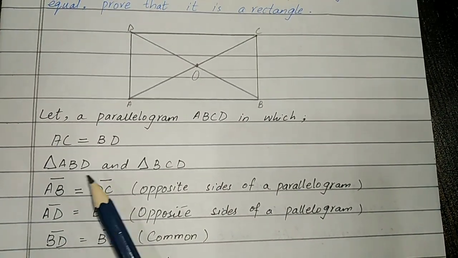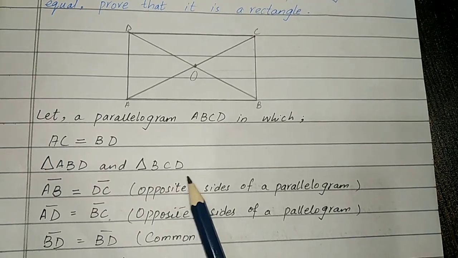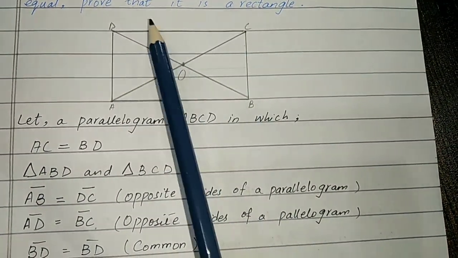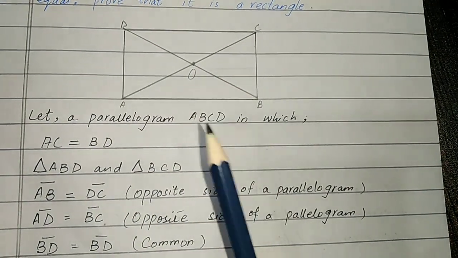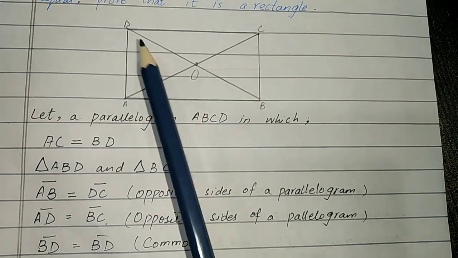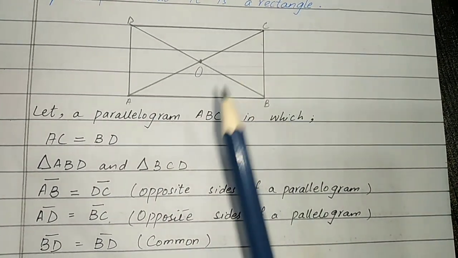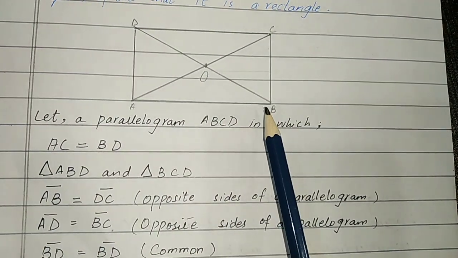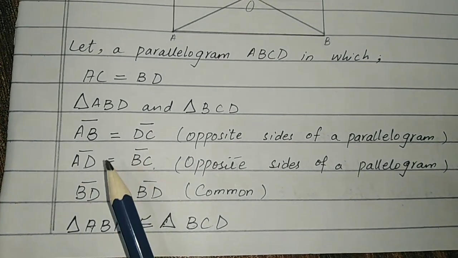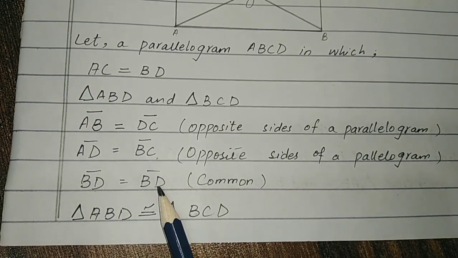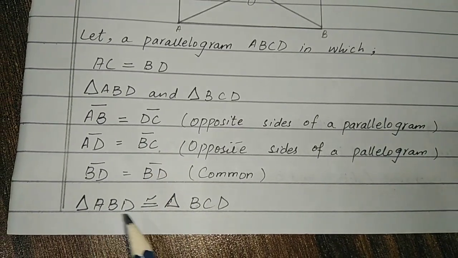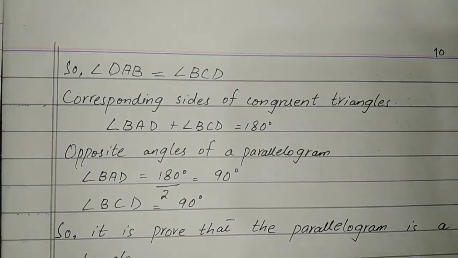Now triangle ABD and triangle BCD. Opposite sides of a parallelogram are equal, so AB equals DC and AD equals BC. There is a common side in both the triangles, that is BD. So three sides are equal: the first side, the second side and the third side. So by the theorem, the two triangles will be congruent.